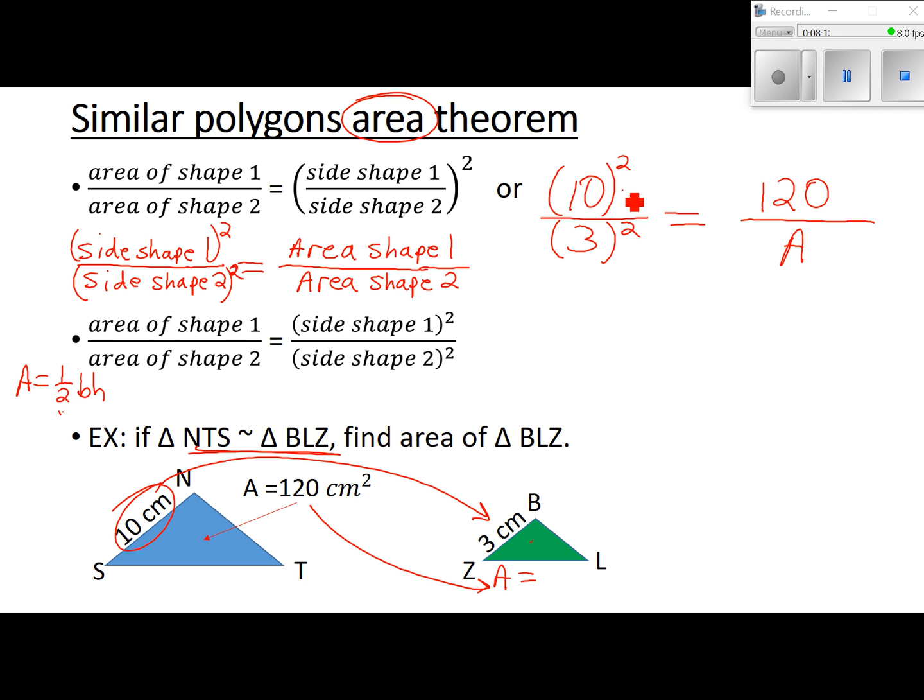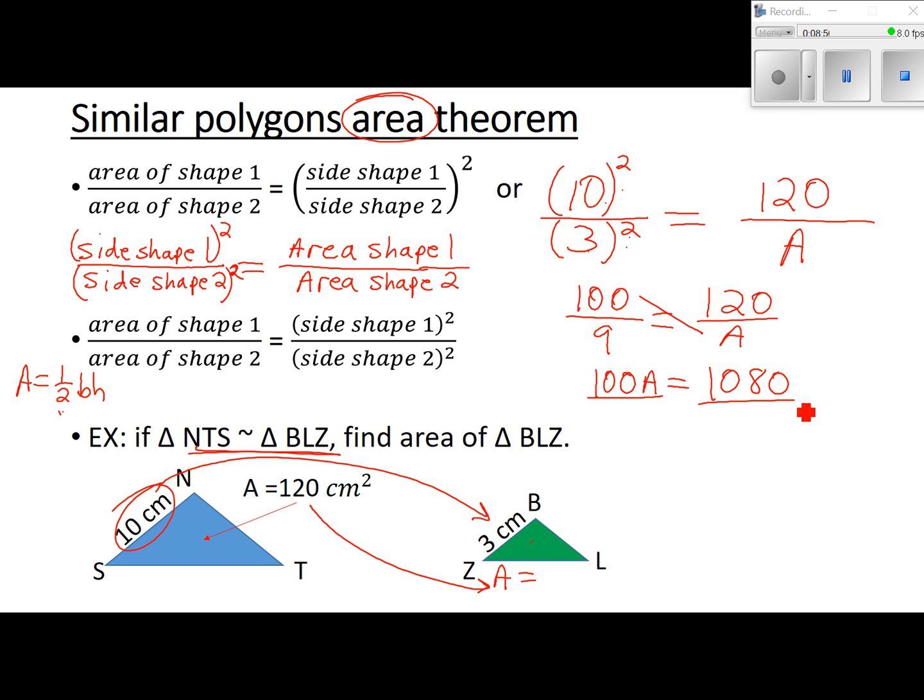First thing I'm going to do here is square each one of these before I start cross multiplying or anything. 10 squared, and again, grab your calculator if you need it, 10 times 10 is 100. 3 squared is 9. And I've got 120 over here, A here. Now we're going to cross multiply. I get 100A equals, you can grab your calculator, 9 times 120 equals 1080.